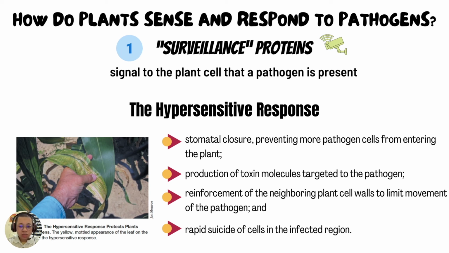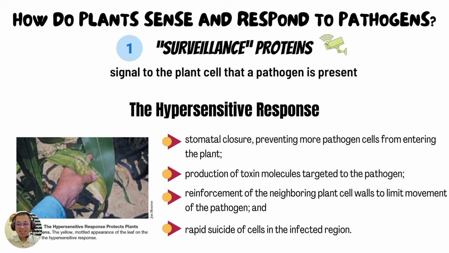The hypersensitive response. The stomatal closure preventing more pathogen cells from entering the plant. The production of toxic molecules targeted to the pathogen, reinforcement of the neighboring plant cell walls to limit the movement of the pathogen, and the rapid suicide of cells in the infected region. In this photo, the hypersensitive response results in small brown spots in leaves. Those cells are dead by suicide that accumulate over the growing season. And by the end of the growing season, it is rare to find leaves lacking these brown spots.